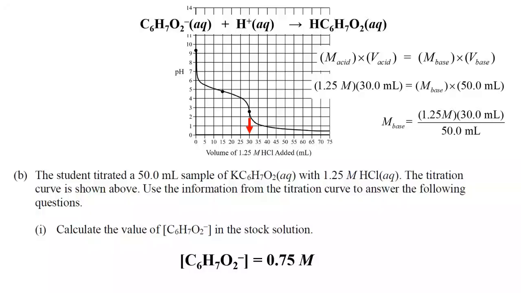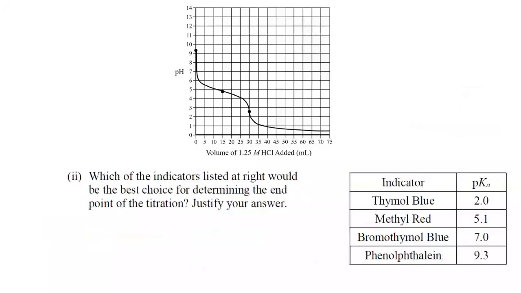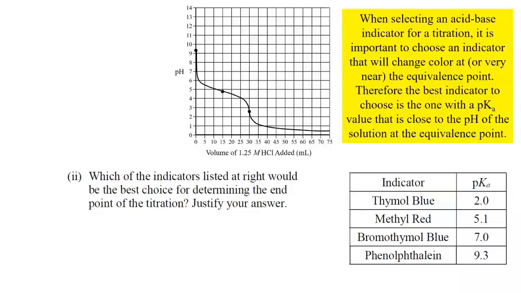All right, now let's take a look at part B, number 2. So earlier in the video, I was talking about choosing an indicator, and the advice that I had given you is the following. When selecting an acid-base indicator for a titration, it is important to choose an indicator that will change color at or very near the equivalence point. Therefore, the best indicator to choose is the one with a pKa value that is close to the pH of the solution at the equivalence point.